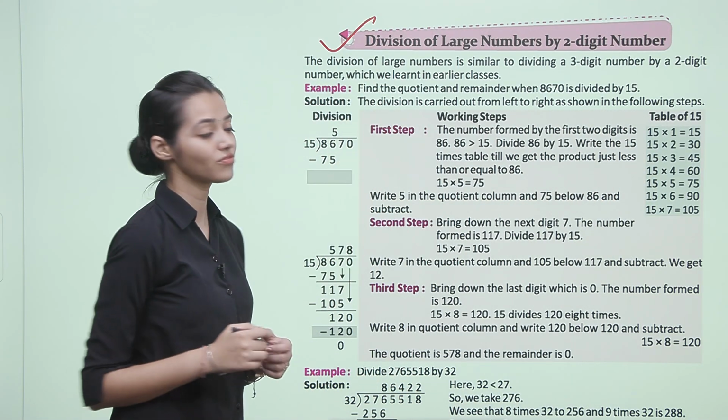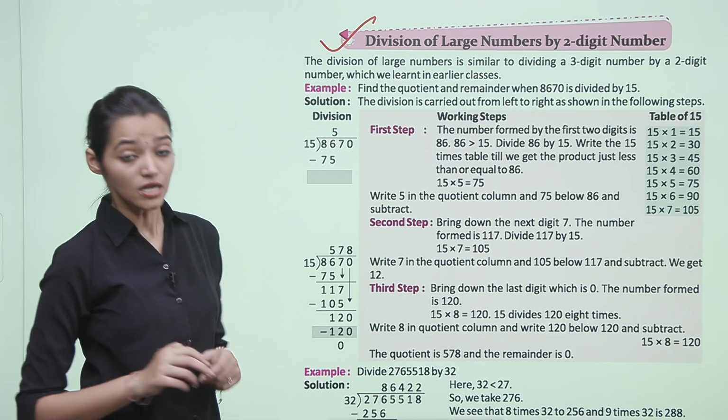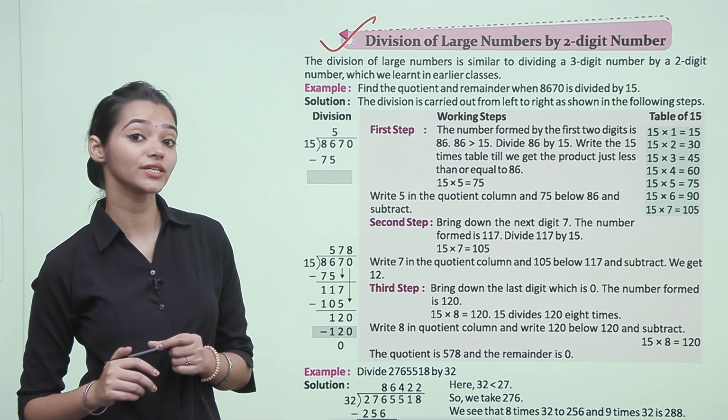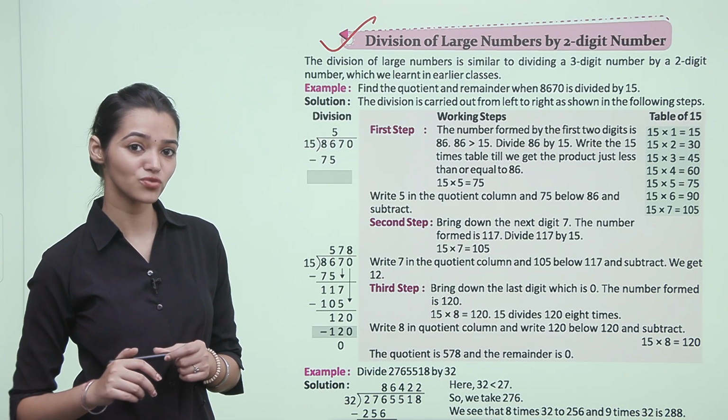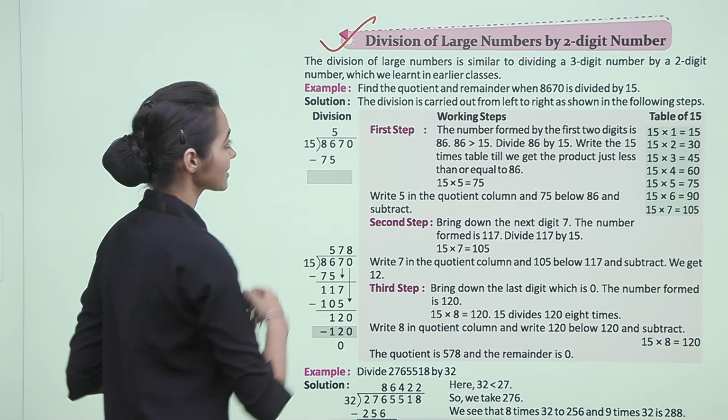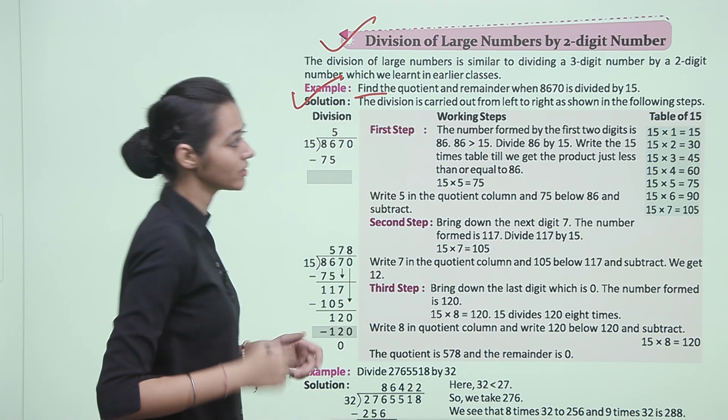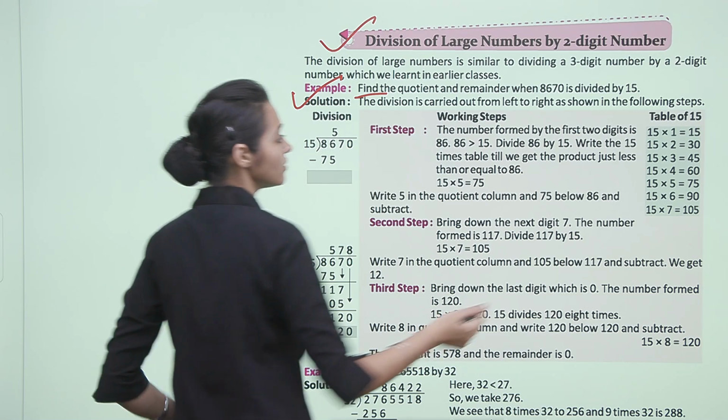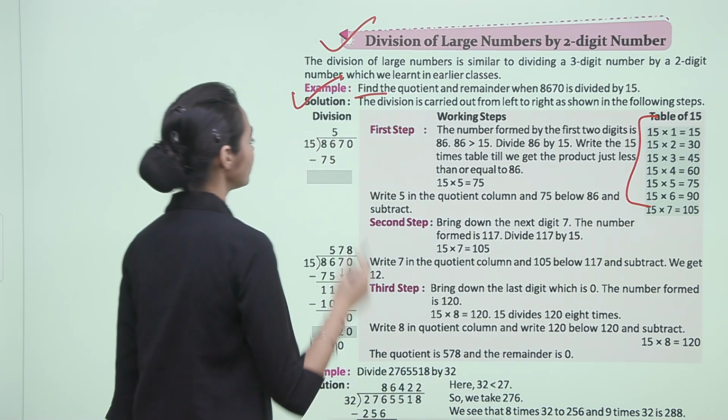Now let's look at the division of large numbers by a 2-digit number. The division of a large number is similar to dividing a 3-digit number by a 2-digit number, which we learned in the earlier classes. For example, we have to find the quotient and remainder when it is divided by 15. Firstly, this is our table of 15 and here we are dividing.